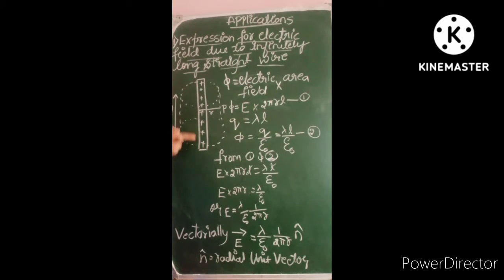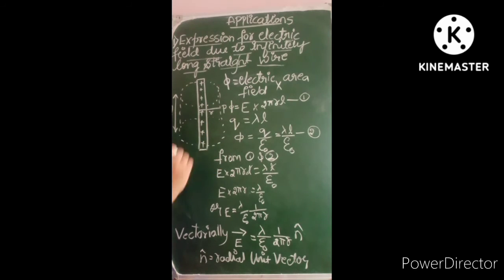For that, let us consider an infinitely long straight wire. Just imagine a cylindrical Gaussian surface around this long straight wire. Then the electric flux through the surface is phi is equal to electric field into area, where this area is 2 pi r l. The charge enclosed by this surface is lambda into L, where lambda is the linear charge density. We already studied the Gauss law, that is phi is equal to q by epsilon naught. In place of q, substitute lambda L and consider it as equation number 2.